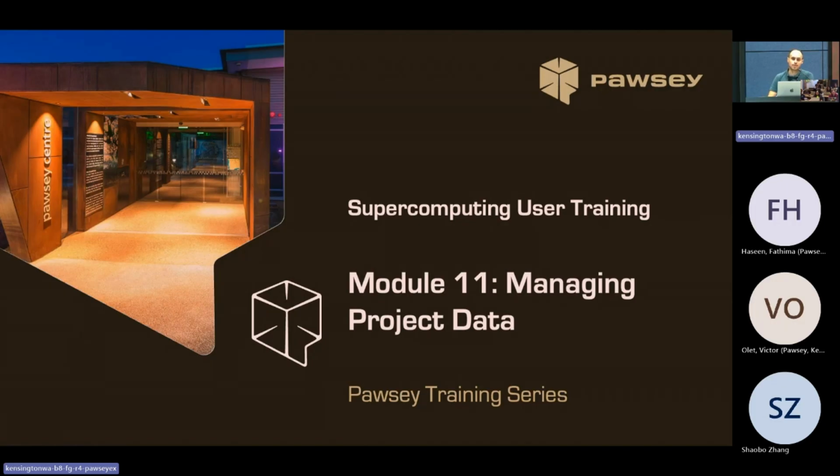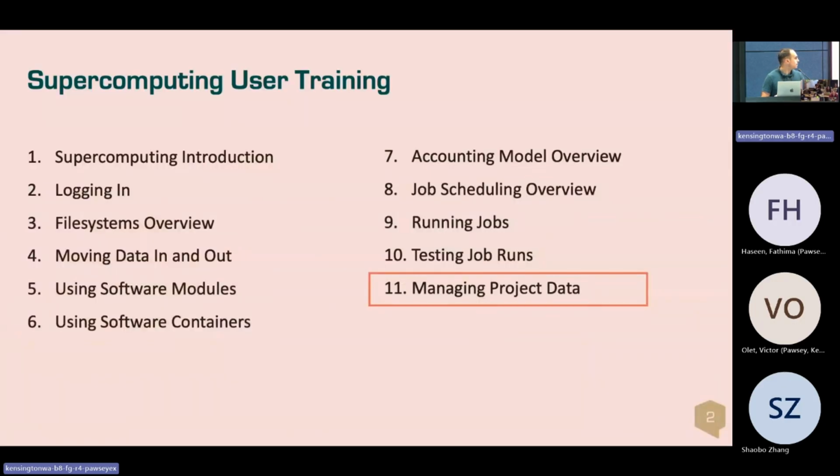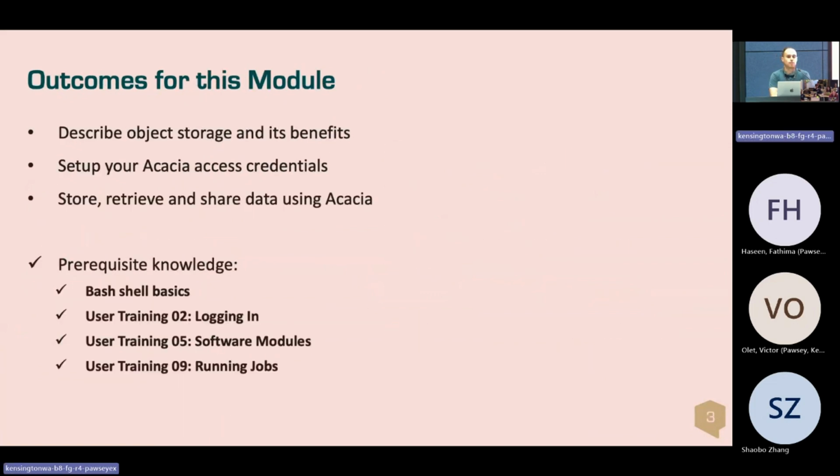After 21 days, they will be deleted unless constantly used. And on software, you can only store software and scripts, so not really data you produce or you need to use for your computations. So Pawsey provides what we call Acacia. Acacia is an object store system. And throughout this module, I will describe what an object storage is, why we are using it instead of a file system with an unlimited time on it, how you can set up access to Acacia to store your data, and how to store, retrieve, and share data using Acacia.